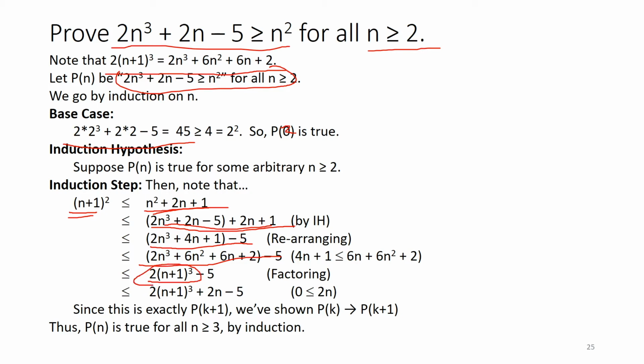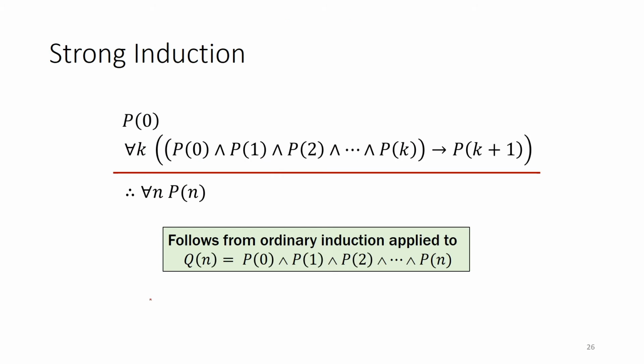So this shape is similar to this, the definition, and so we know the n plus 1, actually P of k plus 1 is true, and we've shown P of k implies P of k plus 1 is true. That means the claim is true. Okay, so what is strong induction?